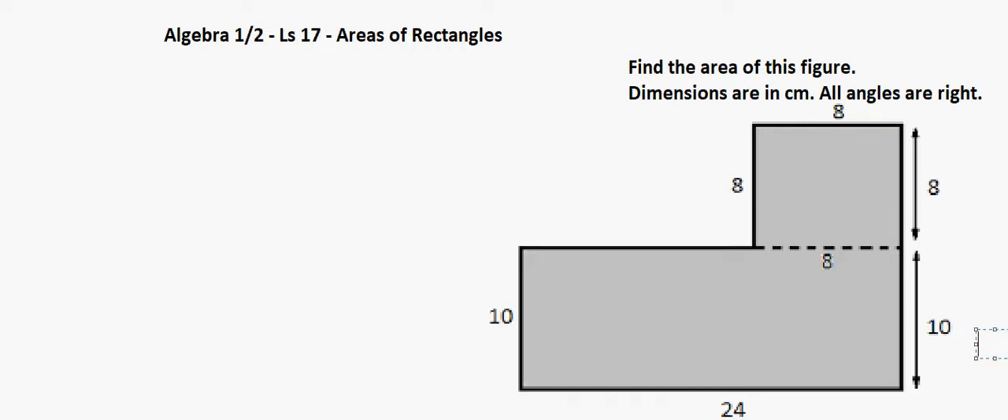Algebra half. We're back. Lesson 17 is just areas of rectangles. Some reminder things. Actually, not a bad one to read on your own, just to double check that your brain is wrapped around this concept of area. You may be sitting there too sheepish to admit that perimeter and area still get confused in your mind, and that would be a huge problem going forward.